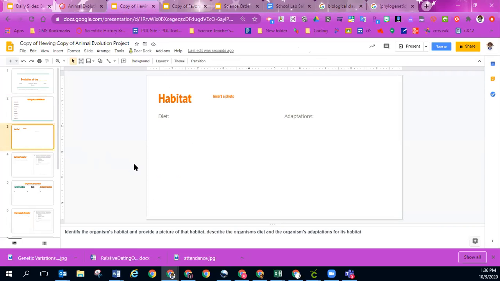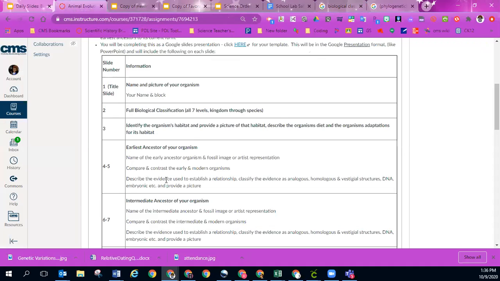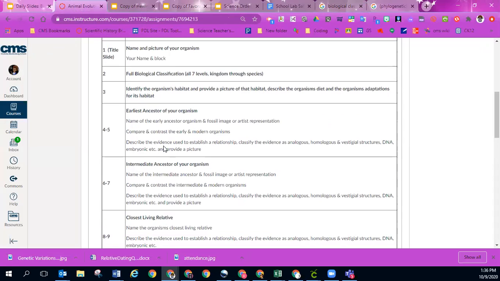Slide three, you're going to talk to us about the habitat of your organism. What adaptations has it had to make? What does it eat? Anything that needs to go on there about your habitat, you can also put a picture in of the habitat. For slides 4 and 5, you're looking at the earliest ancestor of the organism.